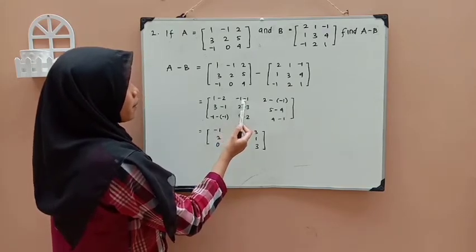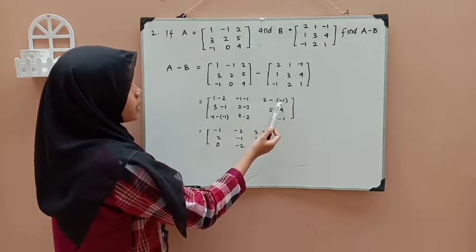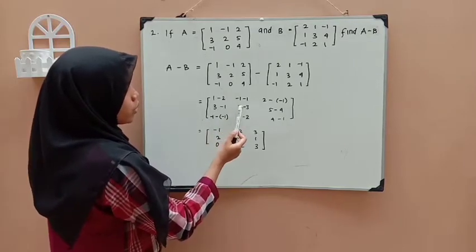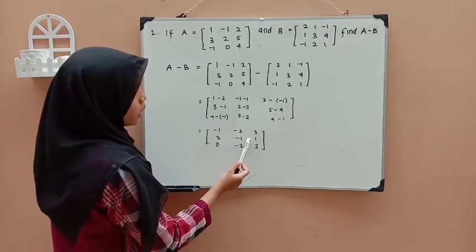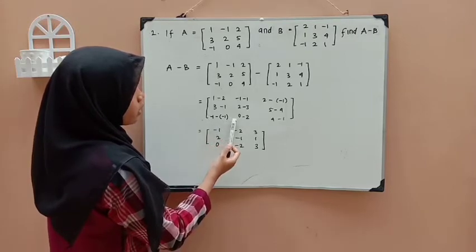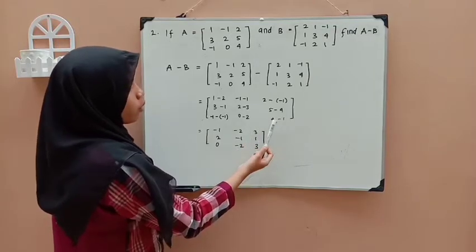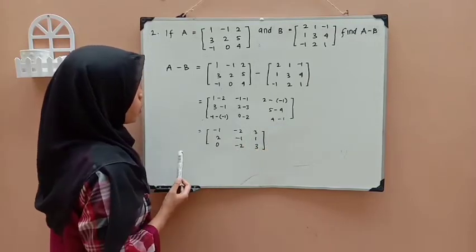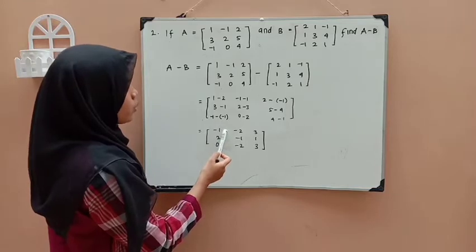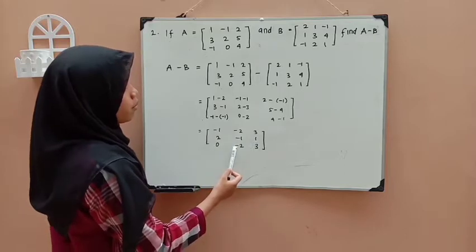1 minus 2 equals minus 1. Minus 1 minus 1 equals minus 2. 2 minus minus 1 equals 3. 3 minus 1 equals 2. 2 minus 3 equals minus 1. 5 minus 4 equals 1. Minus 1 minus minus 1 equals 0. 0 minus 2 equals minus 2. 4 minus 1 equals 3. So, the matrix A minus B equals the matrix minus 1, minus 2, 3, 2, minus 1, 1, 0, minus 2, 3.